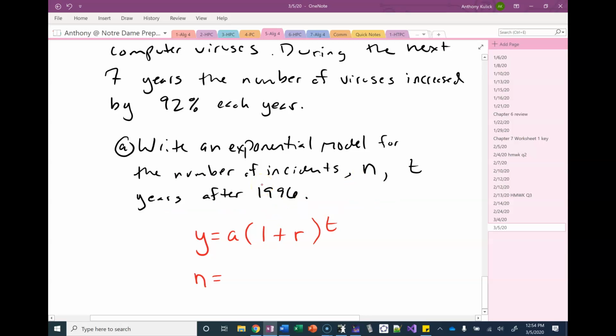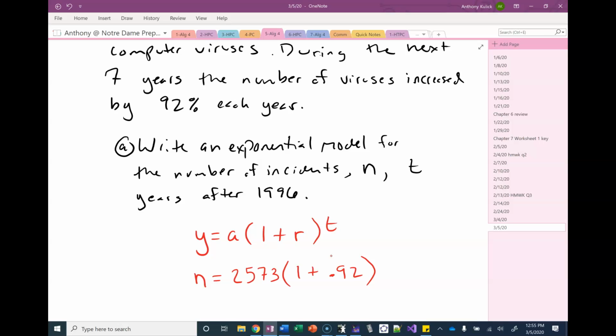What is the starting value or the present value? Very good, 2,573. Okay. What is the rate of change here? 0.92. The 92% tells us the rate of change, but we need to make sure we're writing that as a decimal. So 92%, if you divide that by 100, converts into a decimal of 0.92.